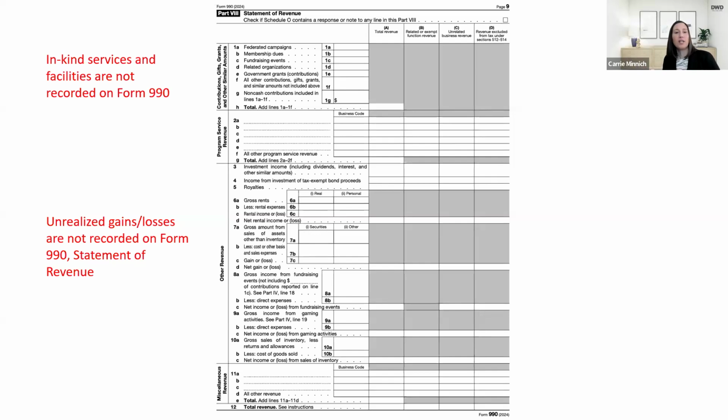Also, if you have any unrealized gains and losses from investments, they are not going to be reported on this page with revenue like they probably are on your financial statements. That is reported in a different section. So just be aware that if you're trying to tie those two back, there are some reconciling items between your financial statements and the 990 that you might have to consider.